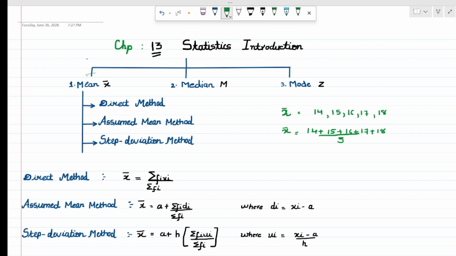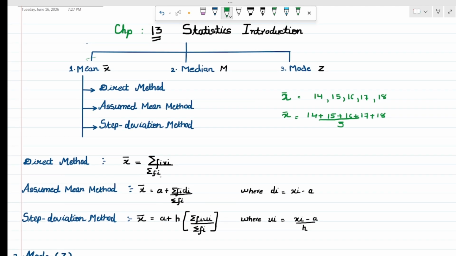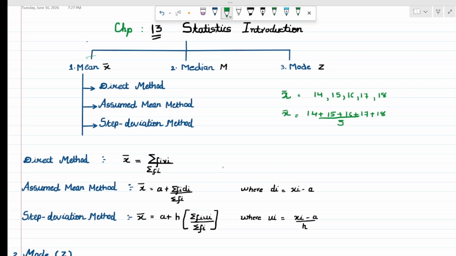So for the direct method, your formula will be x bar equals sigma. This is the Greek letter for summation. x bar is equal to sigma fi xi upon sigma fi. So the formula for the direct method is sigma fi xi upon sigma fi.